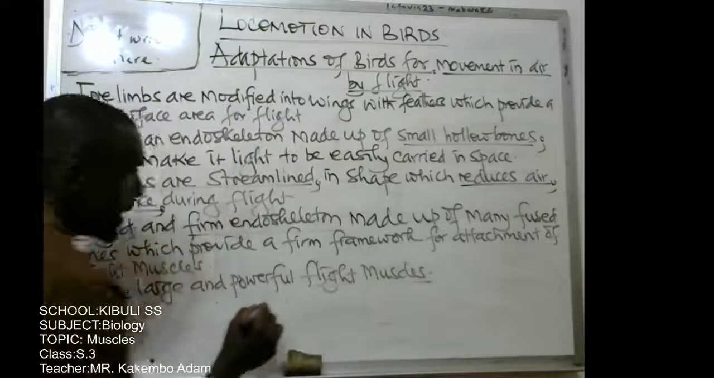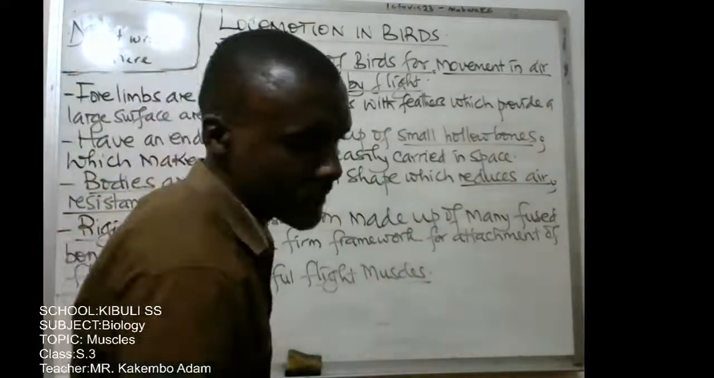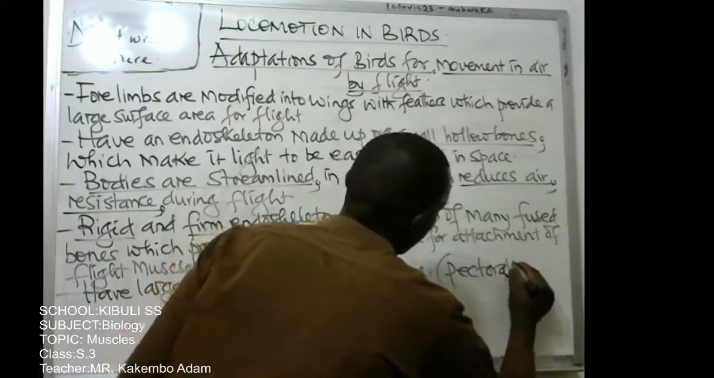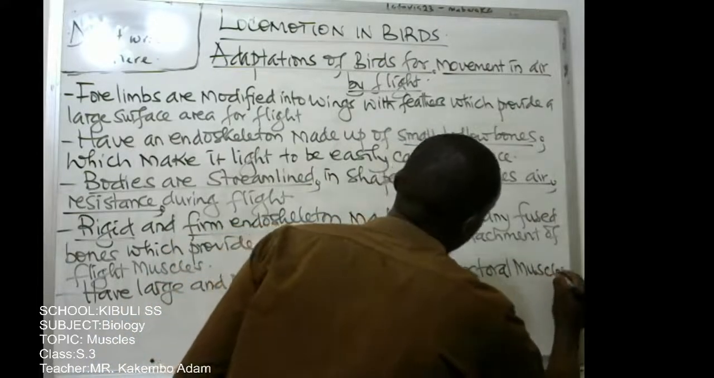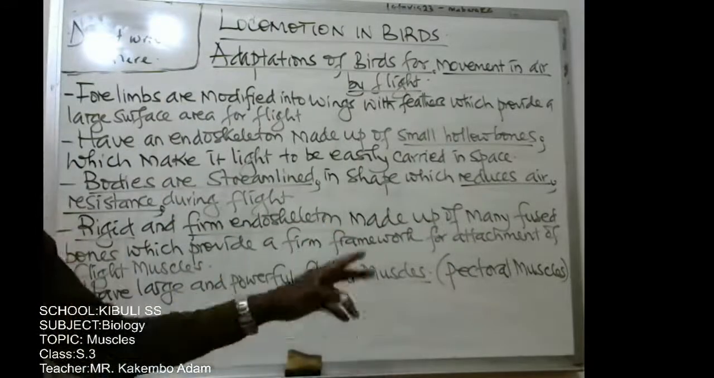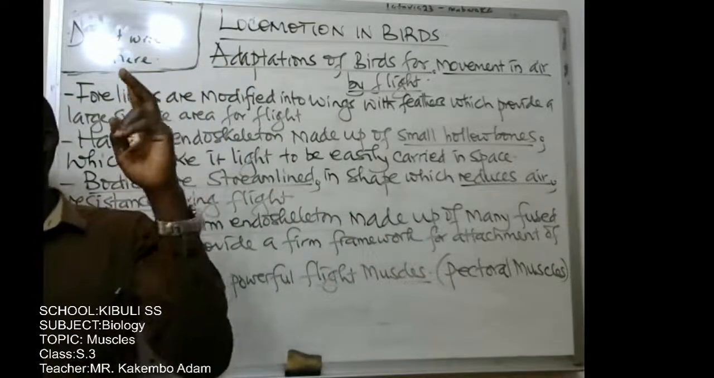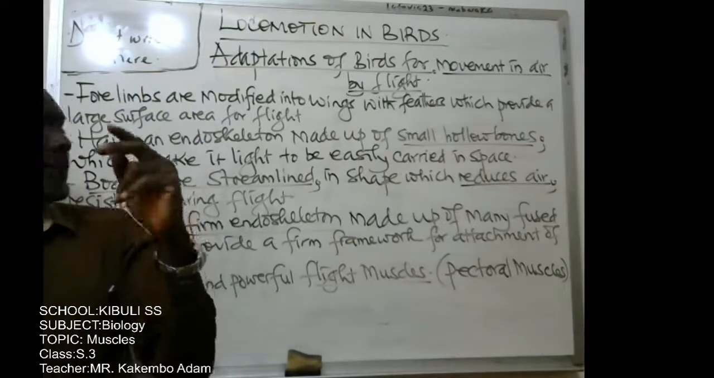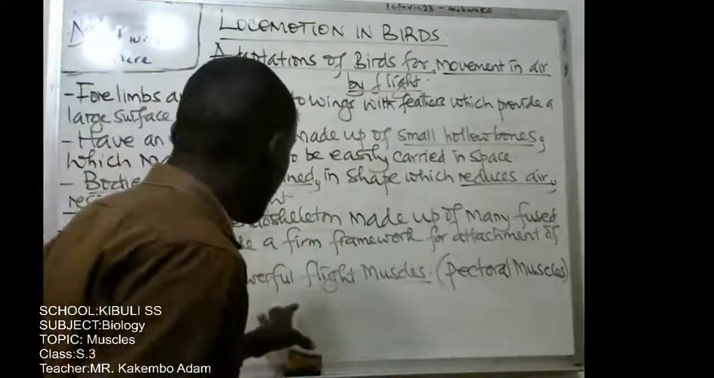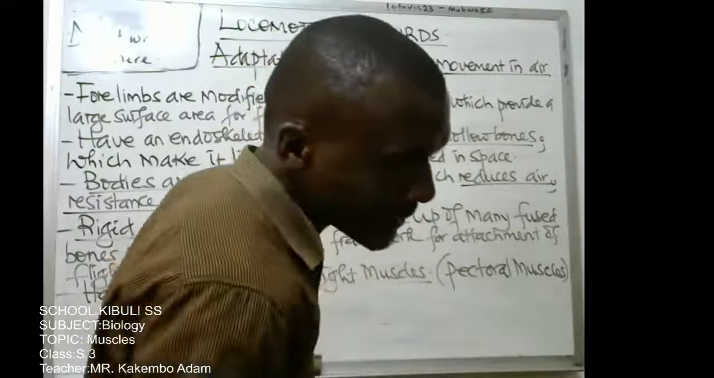These flight muscles in birds have a general name, pectoral muscles. Take note. These muscles are large in size and powerful. They have a general name, pectoral muscles, but they occur in a pair: the pectoralis major and the pectoralis minor. They are large and powerful flight muscles, for flapping or depressing the wings.